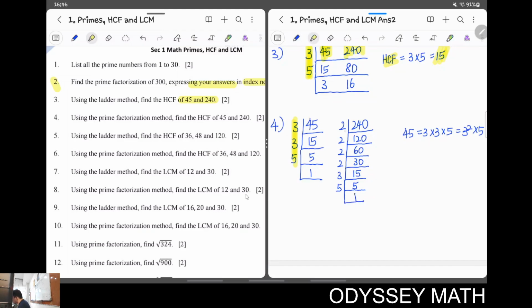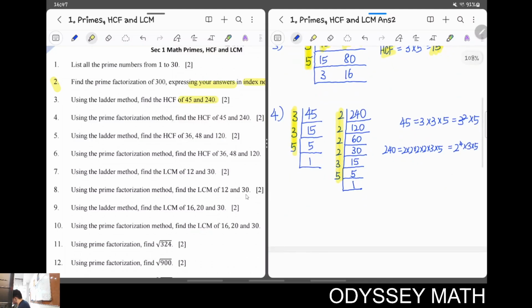So now once you reach 1, you multiply these numbers here vertically. So we have 240 equals 2 times 2 times 2 times 2 times 3 times 5. So this 2 is multiplied by itself 4 times, so it's 2 to the power of 4, times 3 times 5. Okay, let me write it below.